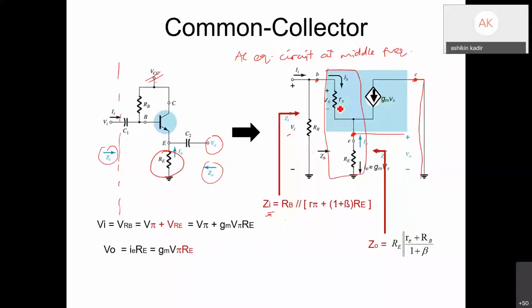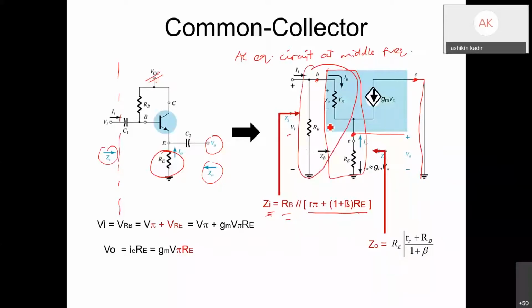So this R pi and RE, we have determined the series value must be R pi plus (1 plus beta) RE. Okay, so you can just use the equation instead of doing the derivation. Then your Zi is RB, you parallel it with these two resistors. This is series, but because the currents are different, you must use R pi plus (1 plus beta) RE. So for your output, your Z out is RE.